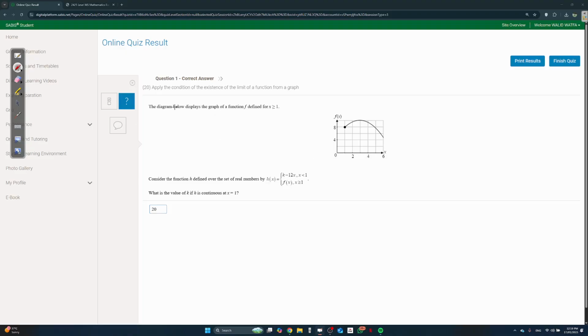But yeah, let's start. The diagram below shows the graph of a function f defined for x greater than or equal to 1. So this is a graph. When we say it's defined for x greater than or equal to 1, that means it starts at 1. You see over here it starts at 1 and continues.